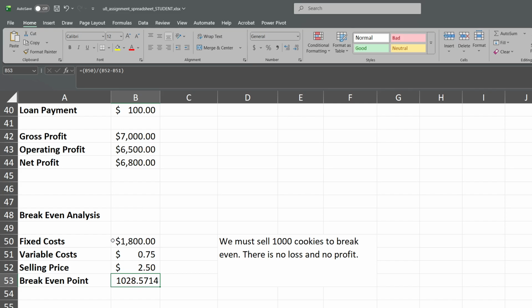If I was able to get this fixed cost to 1,800 and my variable cost to 75 cents per cookie, and my selling price was $2.50, then I would only have to sell 2.8% more cookies to break even. But if I kept it at, say I raised the price to $3.50, then I would only need to sell about 655 cookies.